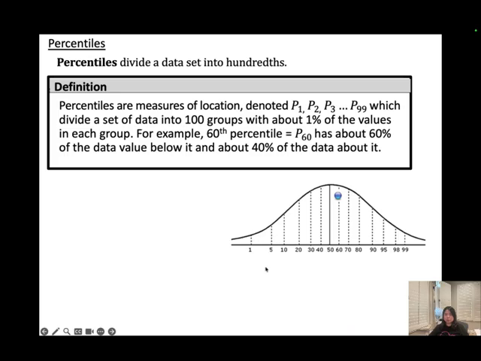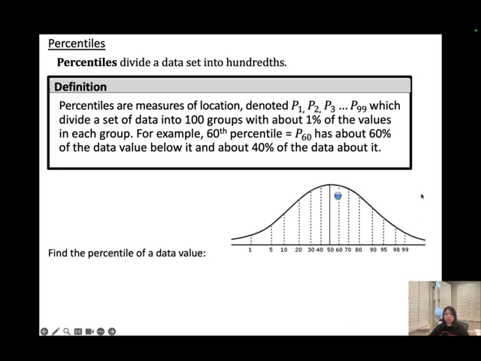For example, we have the 60th percentile, which would be equal to P60. Somewhere like here, it has about 60% of the data values below it. So we have 60% of the data below P60, and about 40% of the data above it. Okay, this is what percentiles mean.